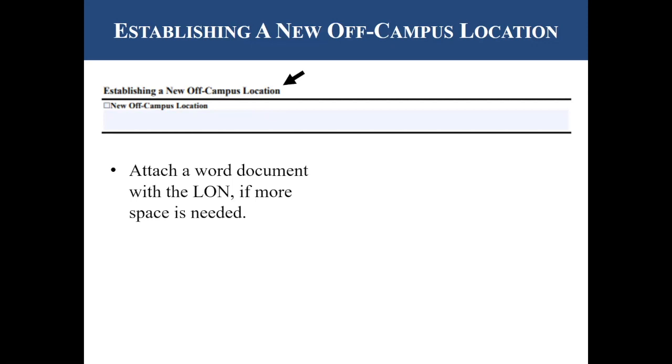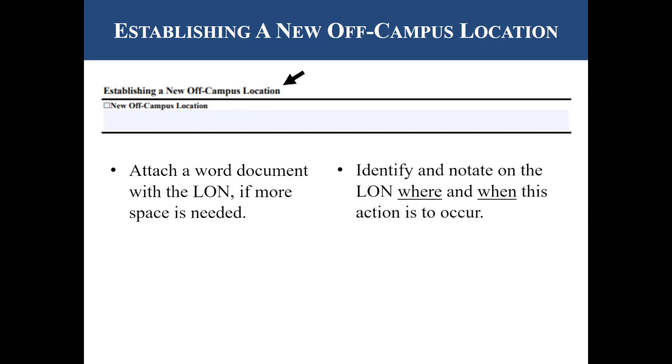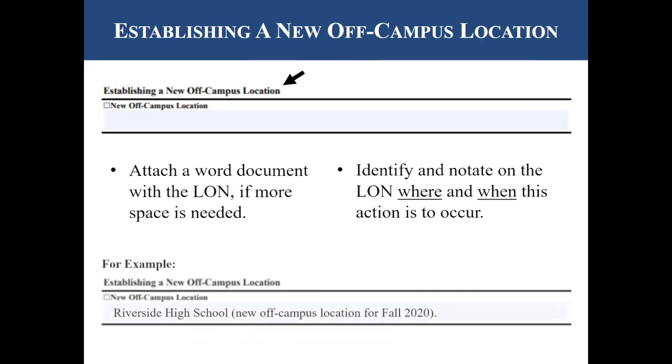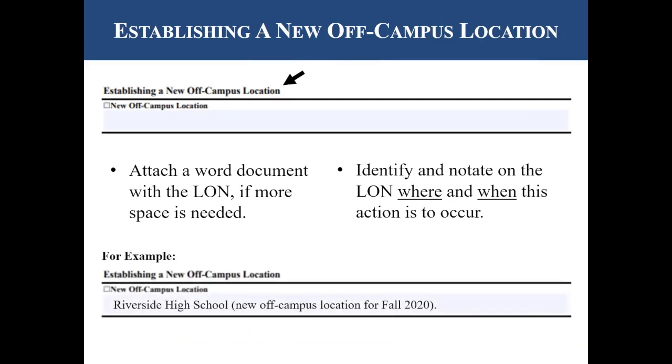Lastly, be sure to identify the location of the off-campus site and when the site will be active within the form, as seen in the example below. An institution identifies a high school as an off-campus location site for its general education program.